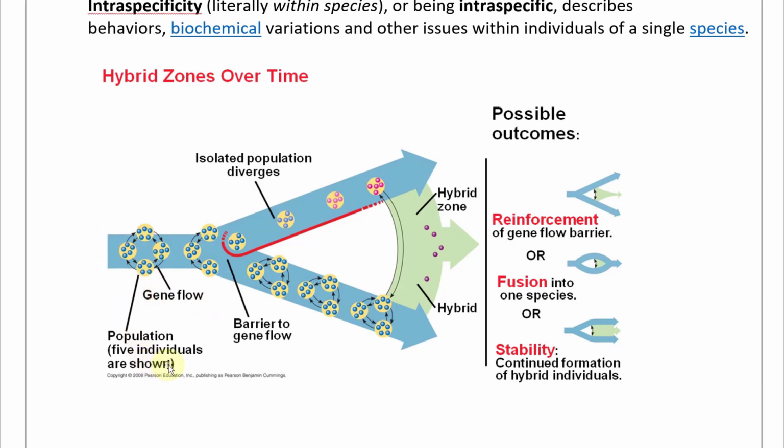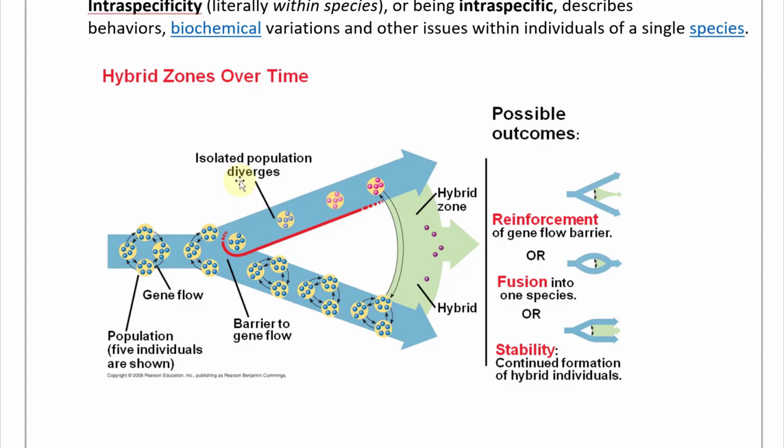So population, 5 individuals are shown. There's a population, and there's gene flow. They're interbreeding between each other. There's 5 individuals there. And then there's a barrier to gene flow. Actually, going back to the 5 individuals shown, I think it's 5 individuals per each of these subset groups. So there's 4 times 5, so that's 20, if you just look at how they set it up here.